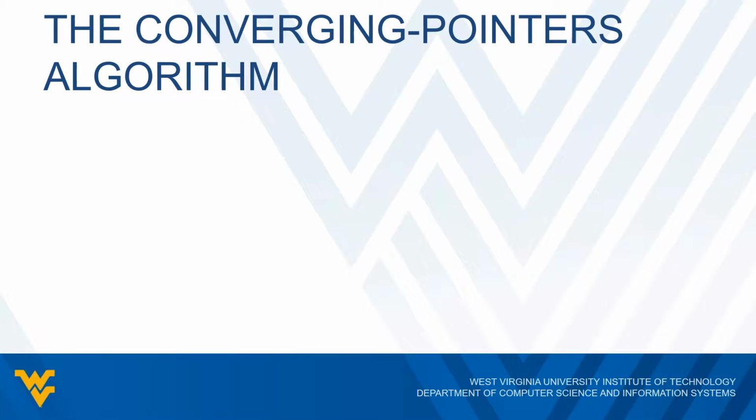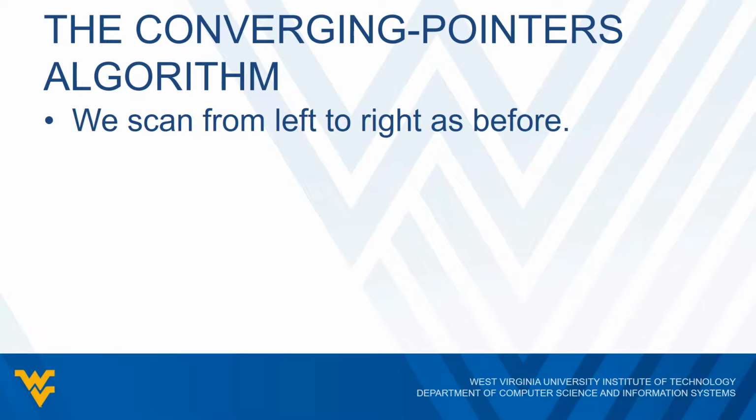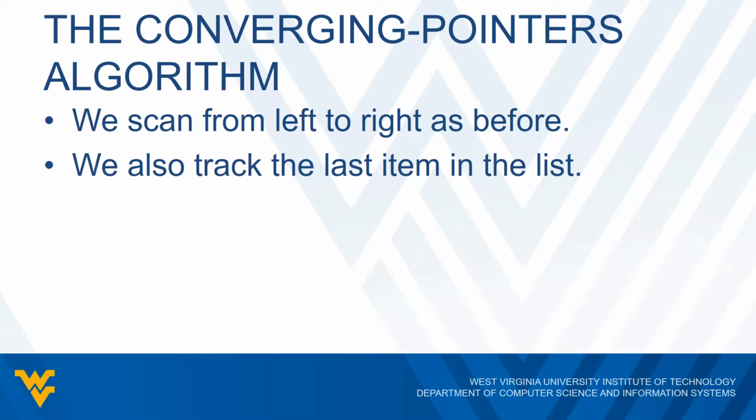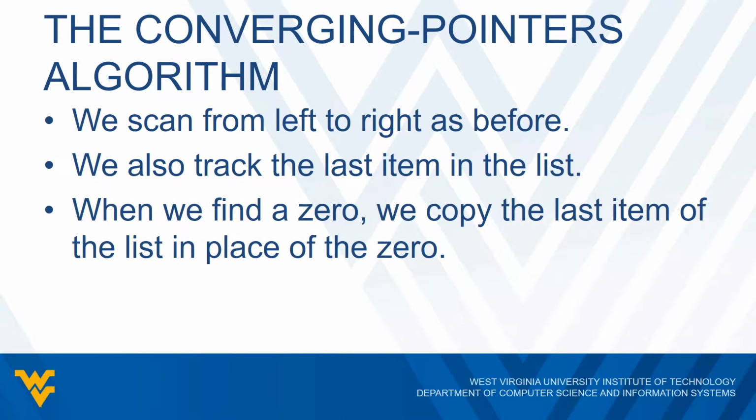The last algorithm we're going to take a look at to clean up or remove zeros is what we call the converging pointers algorithm. So we're still going to scan from left to right like we did before. The difference now is that we're going to track the last item in the list, along with just going from left to right. So now, whenever we find a zero, we're going to copy the last item of our list in place of the zero.